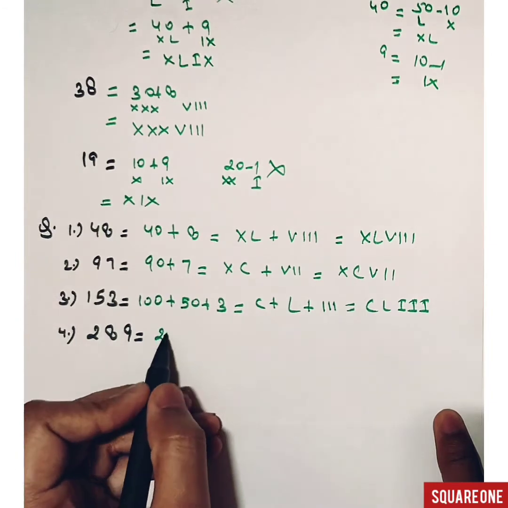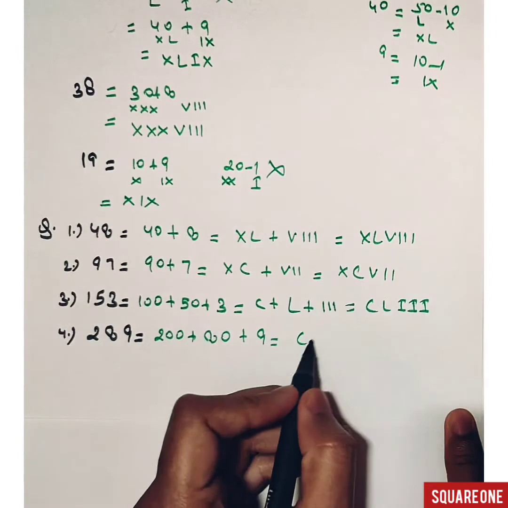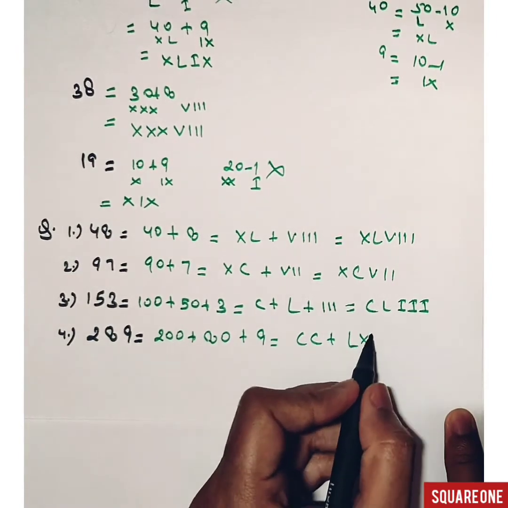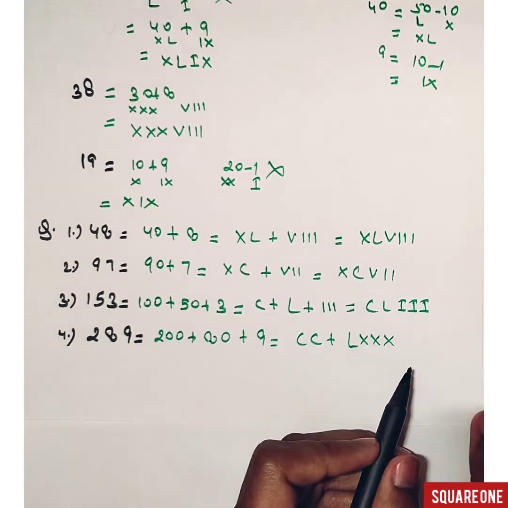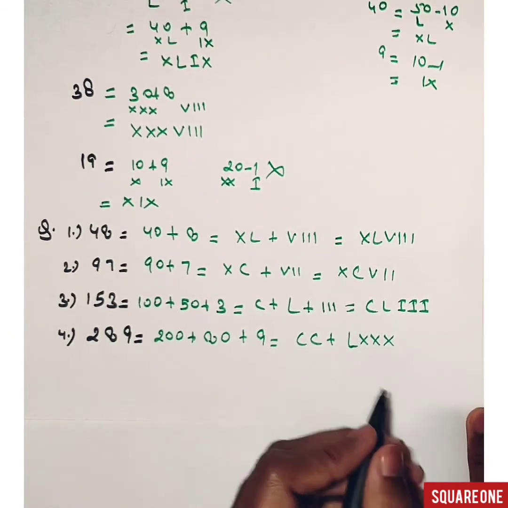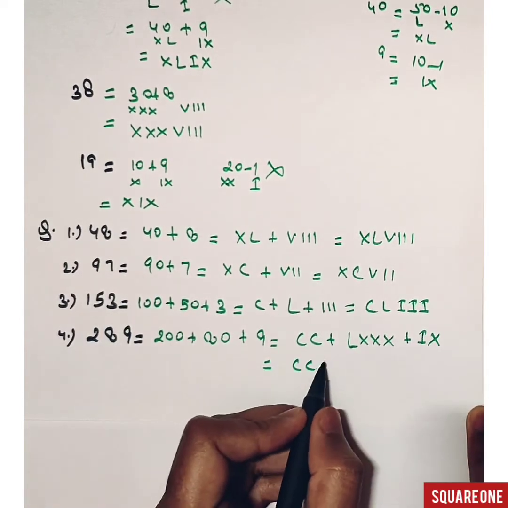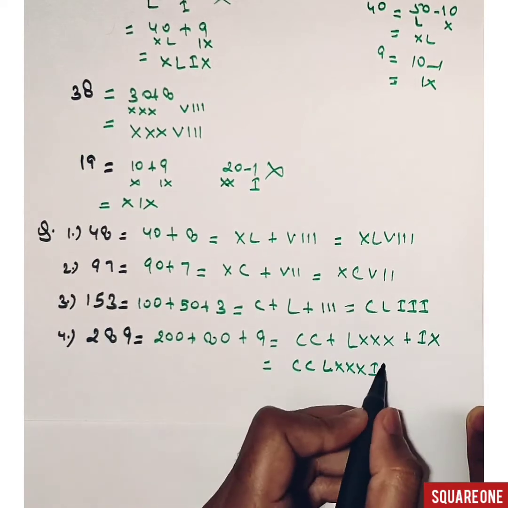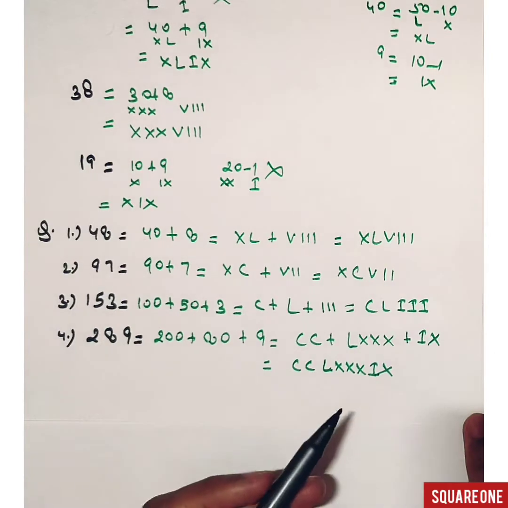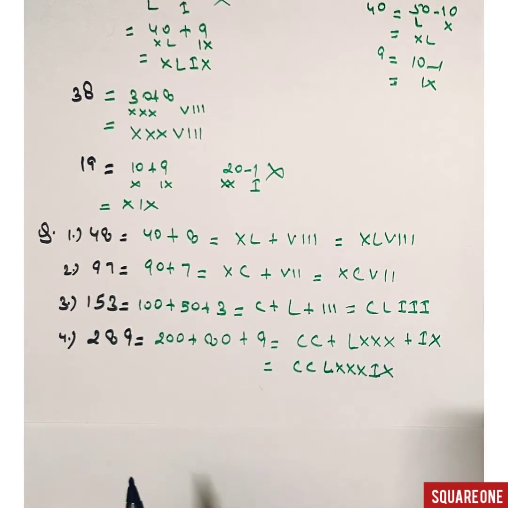289 is written as 200 plus 80 plus 9. 200 is CC. 80 is LXXX. Okay, this becomes 50 plus 30. Smaller values are written on right hand side. 9 is IX. So the answer becomes CCLXXXIX. It doesn't matter whether the number you form is very large or very short. It should follow the rules of Roman number system. That is the main thing.